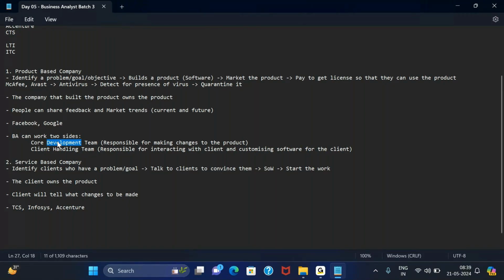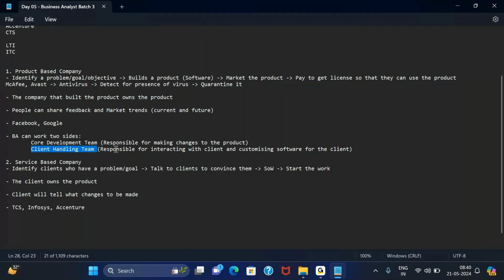So you could either go to the core development team, which will be responsible for going through people's feedback, identifying current market trends or predicting future market trends, and then accordingly making the software changes. You may work in the client handling team as well, where you will be primarily responsible for interacting with the clients or the customers, understanding what they require, and according to their requirement, making the customizations in the software.